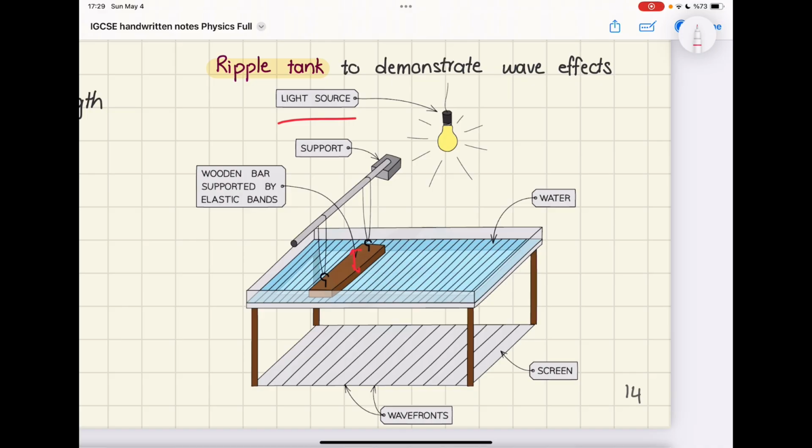And this wooden bar can produce different types of waves with different wavelengths and frequencies. As well, we can put different types of obstacles here and then also see different types of wave effects such as reflection, refraction, and diffraction. Okay, please know the difference between these three.